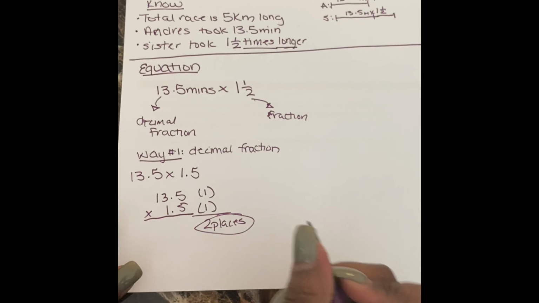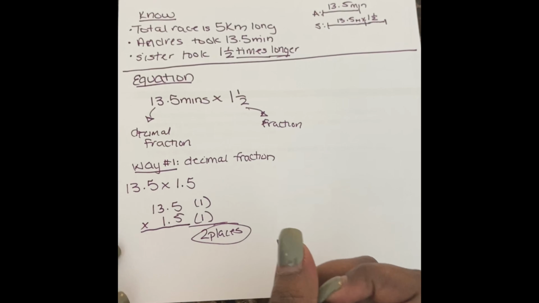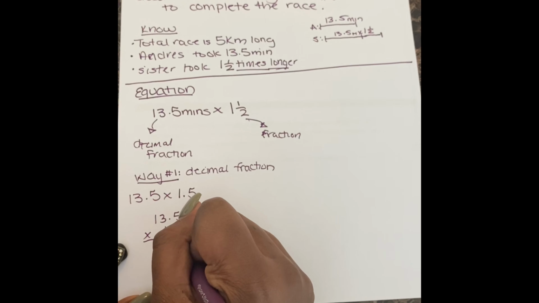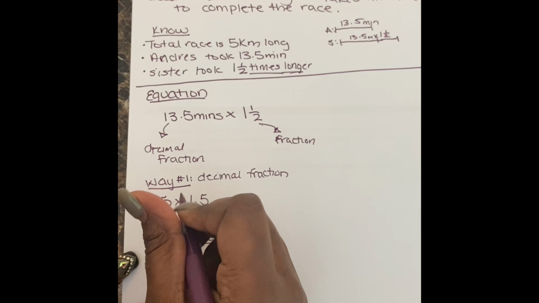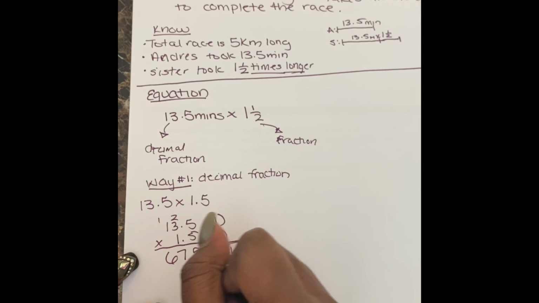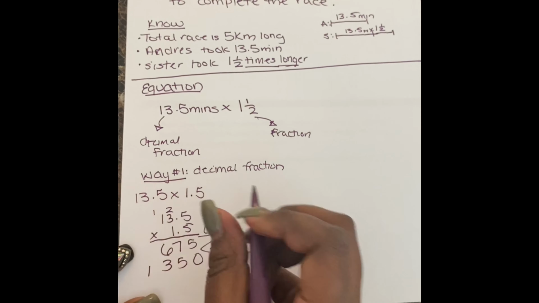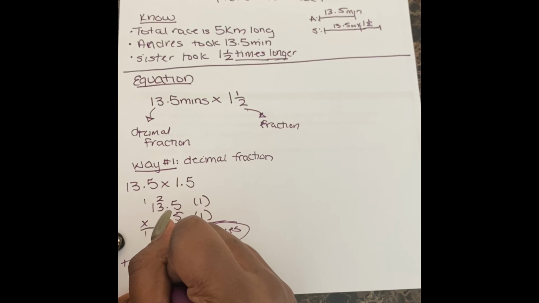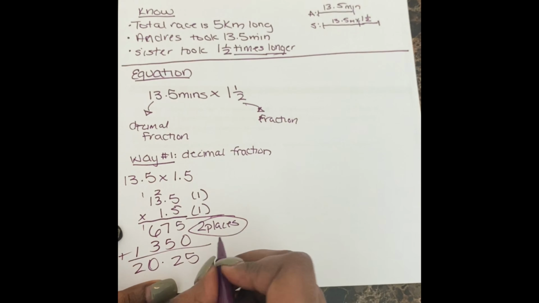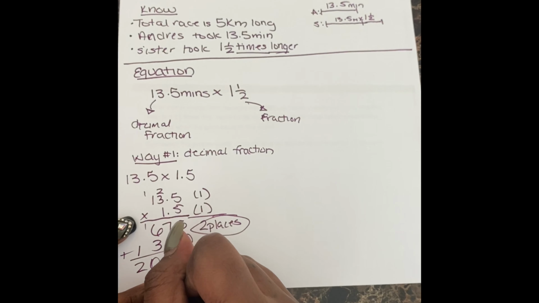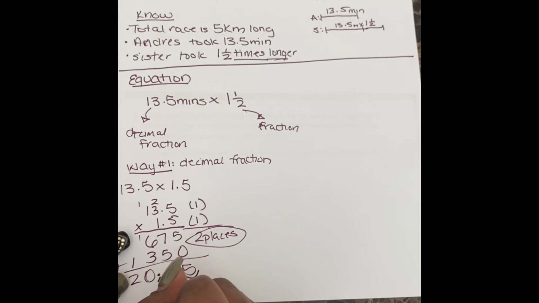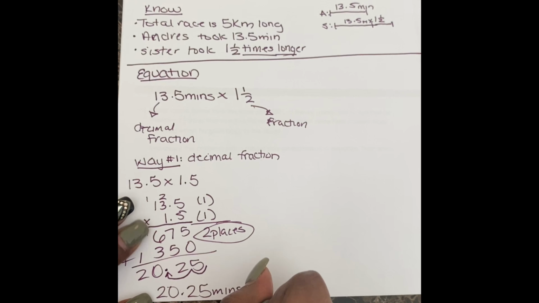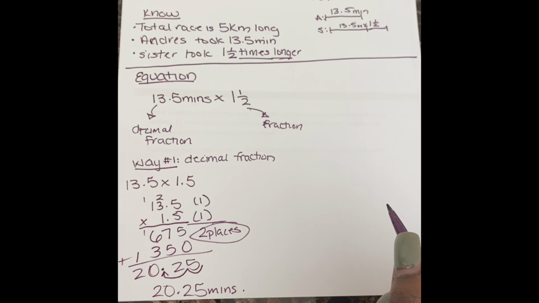2 places. So as always, I'm going to go through the multiplication by myself. At home, I encourage you to do the multiplication yourself so that you can see. These 2 places tell me at the end I need to move my decimal 2 places. My answer becomes 20 and 25 hundredths minutes. That's my answer in my decimal fraction form.